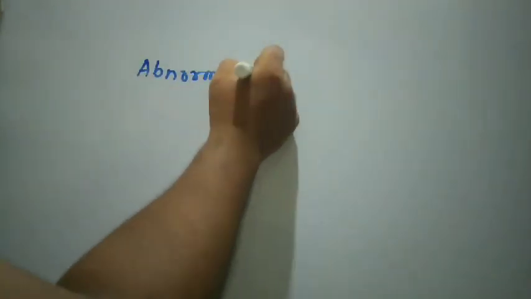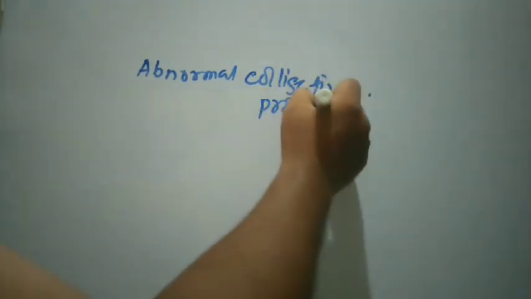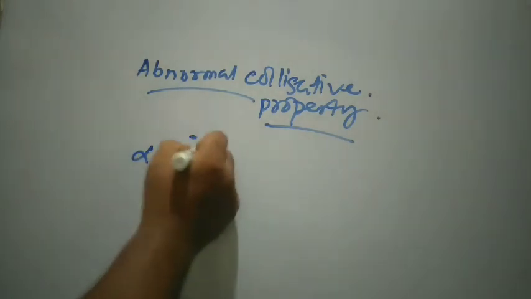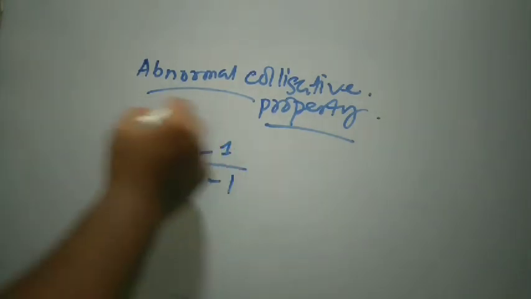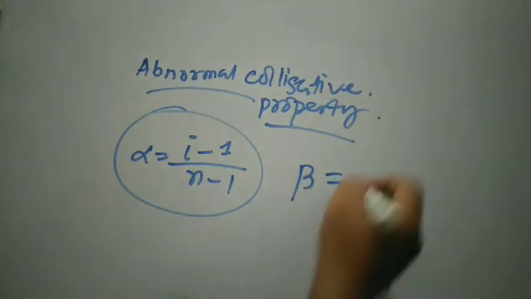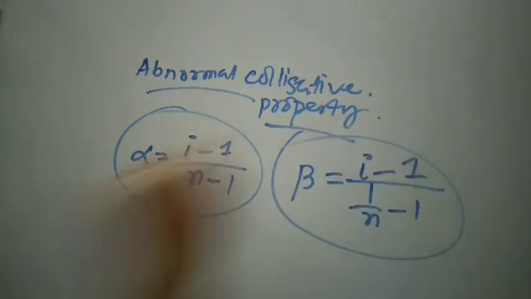Okay. So whenever we find dissociation and association in their colligative property, we use the term abnormal colligative property. And abnormal colligative property is due to the association and dissociation. Now remember two formulas also. Alpha equals (i minus 1) by (n minus 1). And beta equals (i minus 1) divided by (1 by n minus 1). So remember these two formulas.